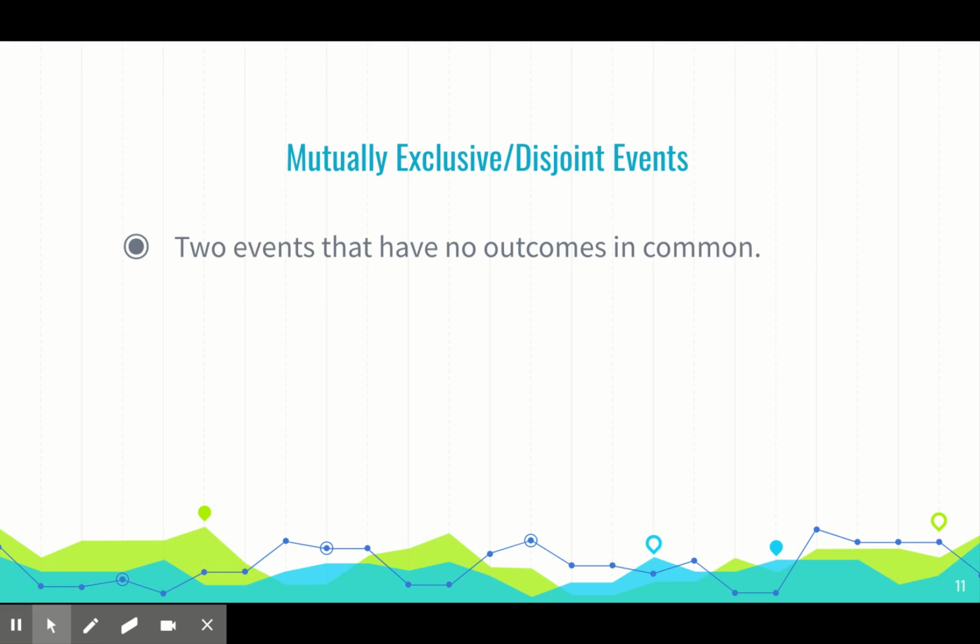Mutually exclusive or disjoint events. This is two events that have no outcomes in common.